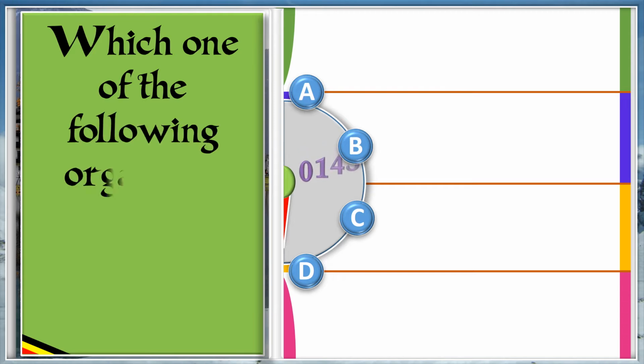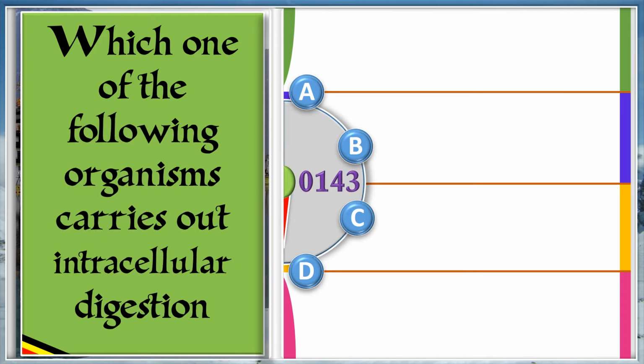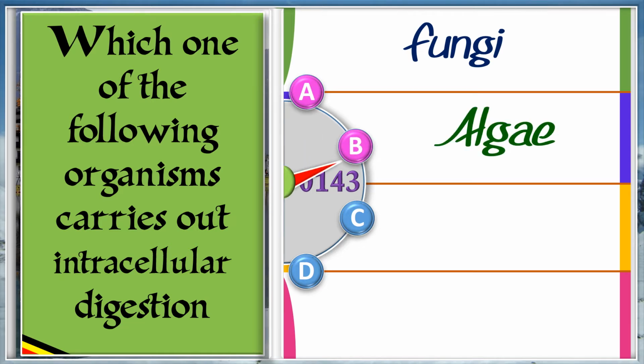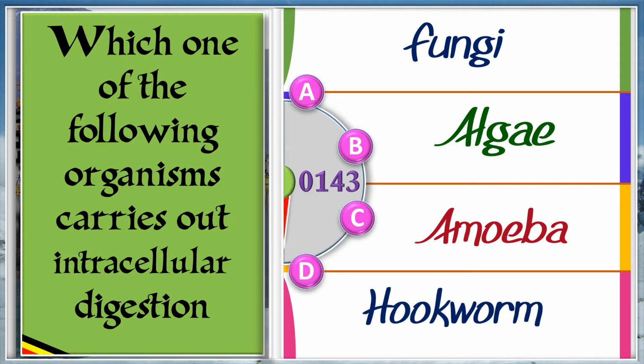Each one of the following organisms carries out intracellular digestion: A. Fungi. B. Algae. C. Amoeba. D. Hookworm. And the answer is C. Amoeba.